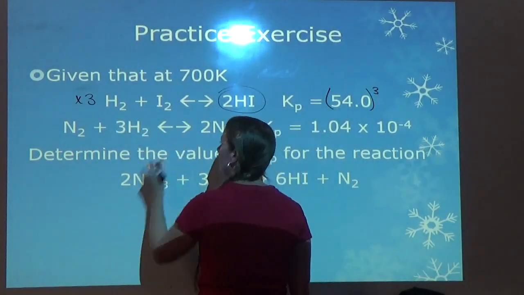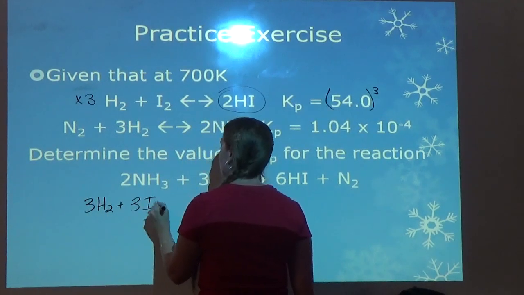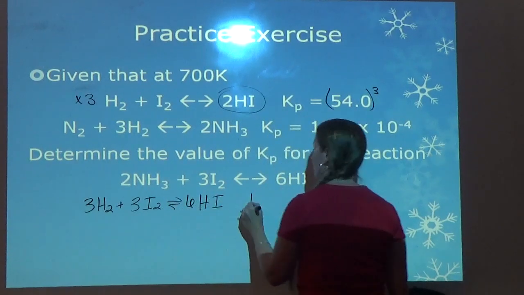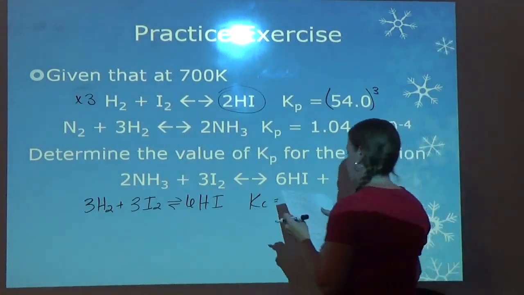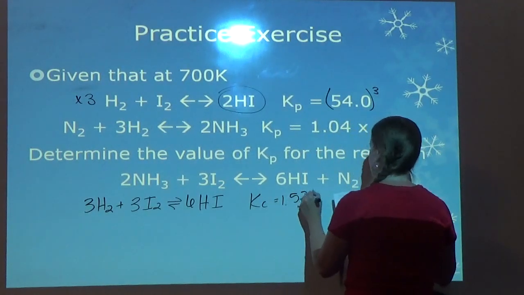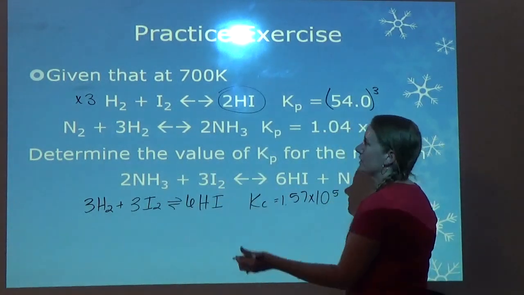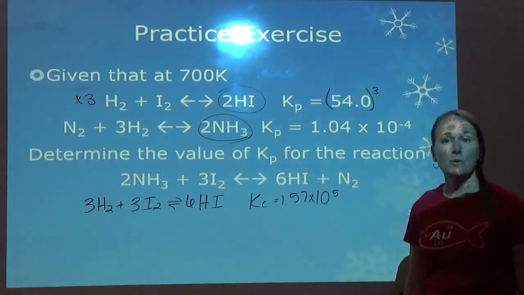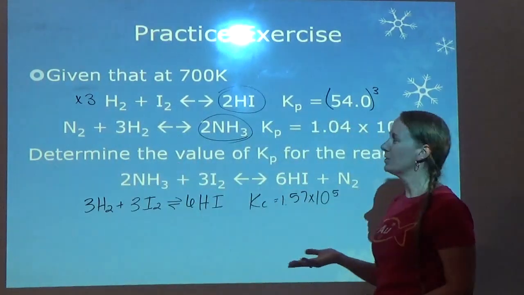Let me write my reaction. So I have 3H2 plus 3I2 yields 6HI. And then once I cube that 54, I ended up getting 1.57 times 10 to the 5. All right, for my next reaction, I personally want to look at NH3. Again, it doesn't matter. You could have looked at N2 also. You just wouldn't want to look at H2 because they both have H2, so it's harder to tell what to do with it.